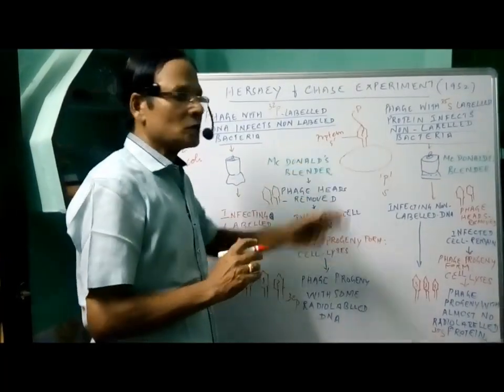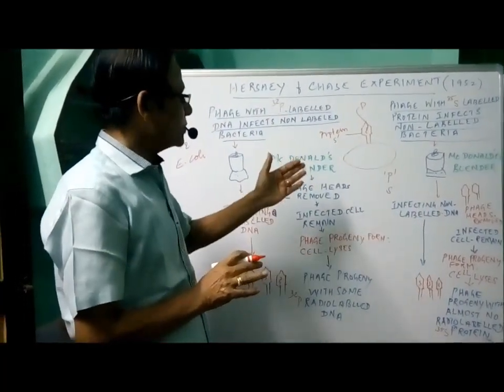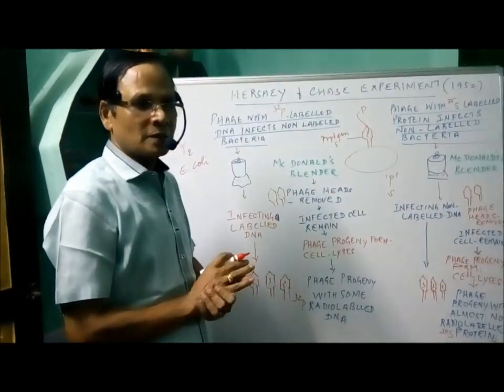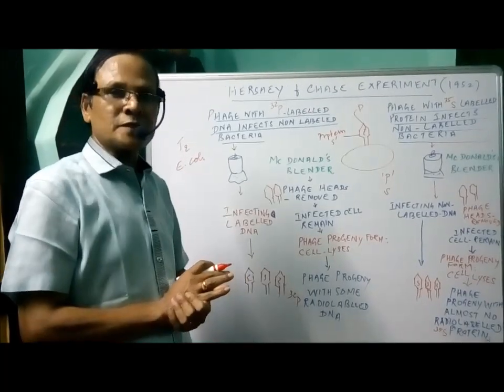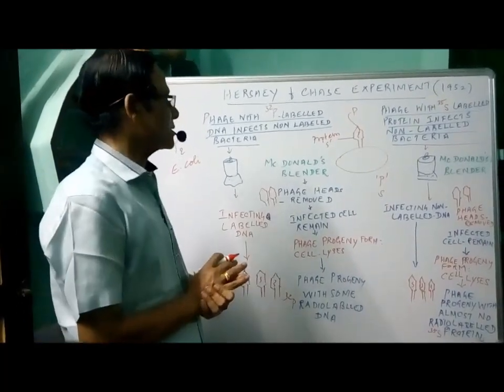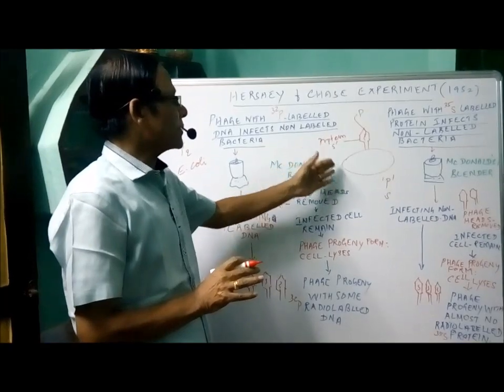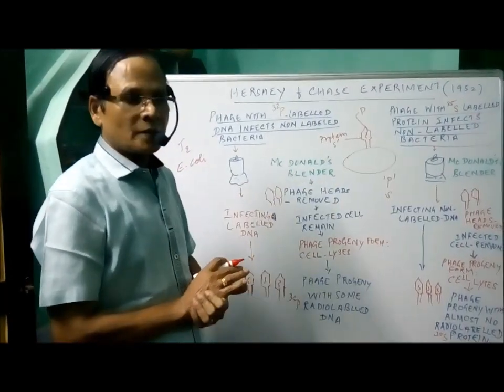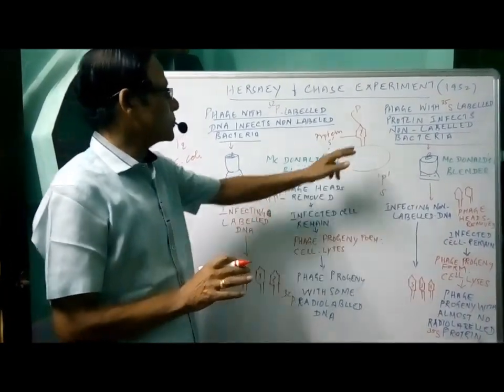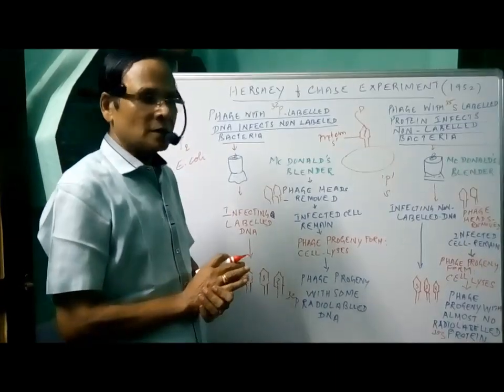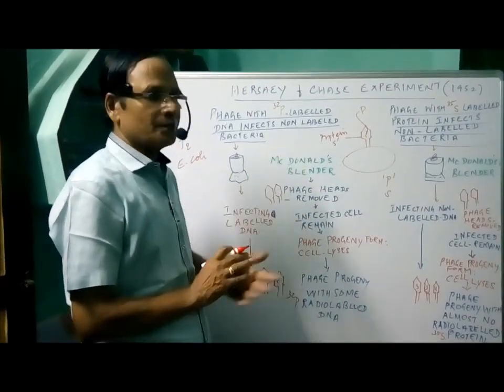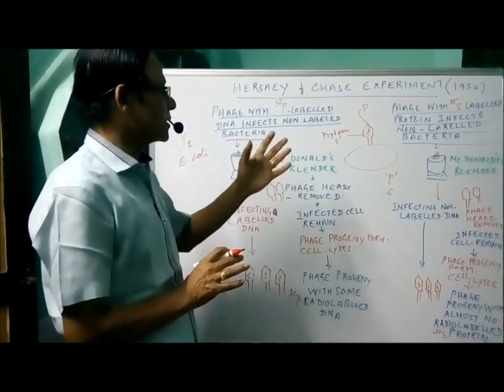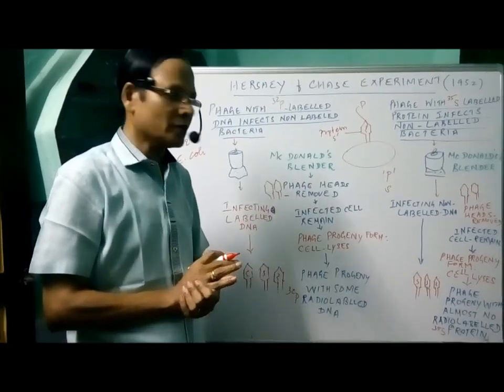So in the capsid coat protein, sulfur is present, exceptionally in the case of cysteine and methionine amino acids. That sulfur is absent in the DNA. And similarly, phosphorus is present in DNA but absent in protein. That's why I have chosen just the capsid coat and analyzed it biochemically.